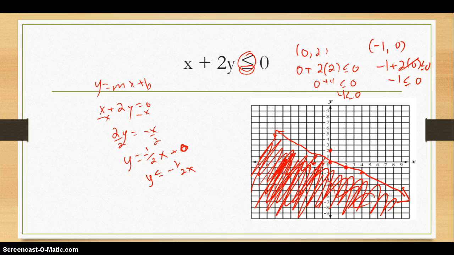Alright, so again, step 1, put it in y equals mx plus b form. Graph it. Figure out if you have a dashed line or a solid line. Then choose a point in step 2. Solve it algebraically to see if it makes sense or not. And then shade that side if it does make sense, and if it doesn't, you shade the other side.